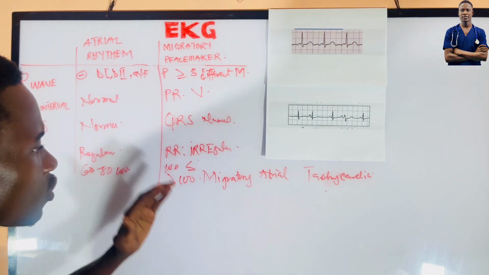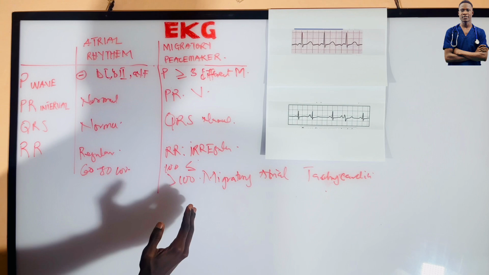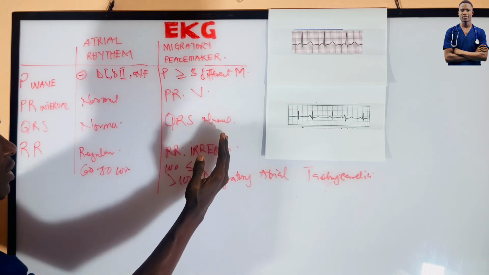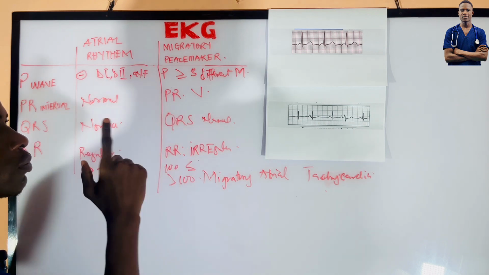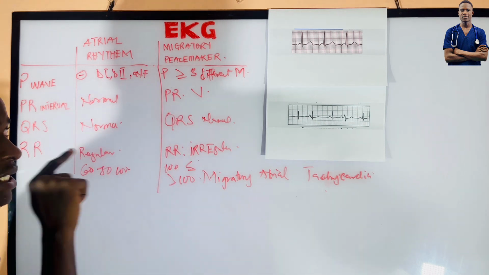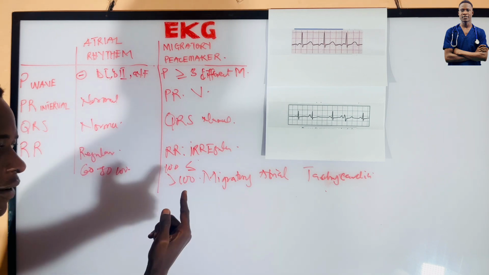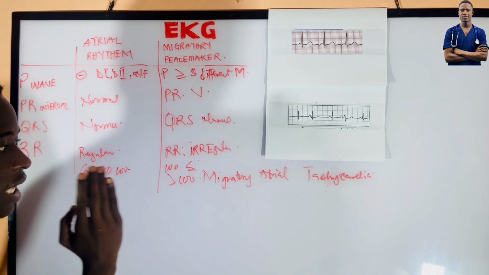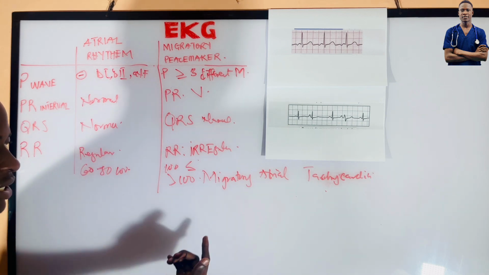So this is basically what differentiates the migratory pacemaker from the atrial rhythm. We get three different morphologies on the same lead. We get an irregular RR interval, and then sometimes we may get more than 100 beats.